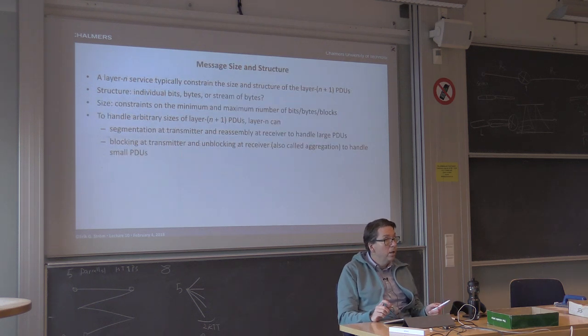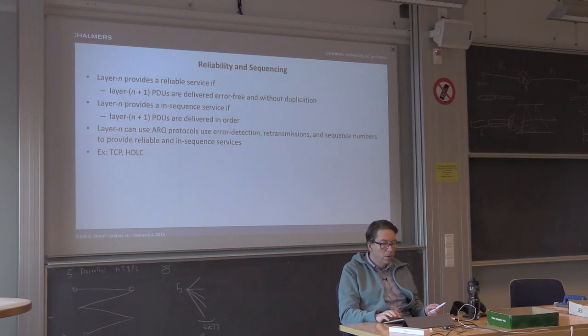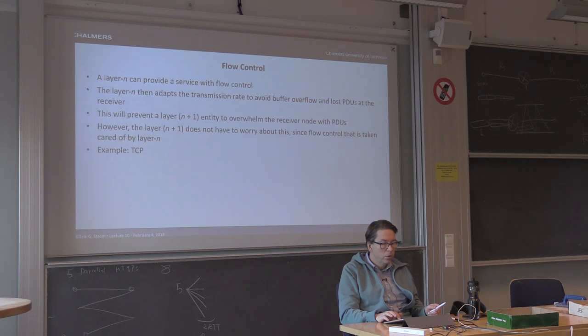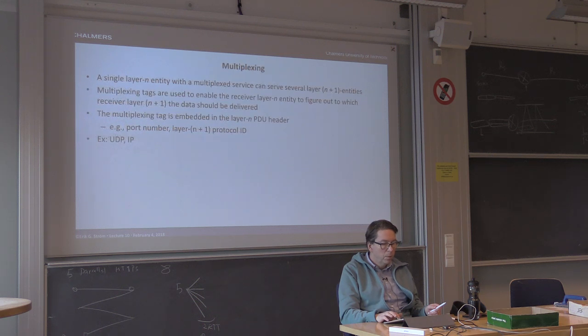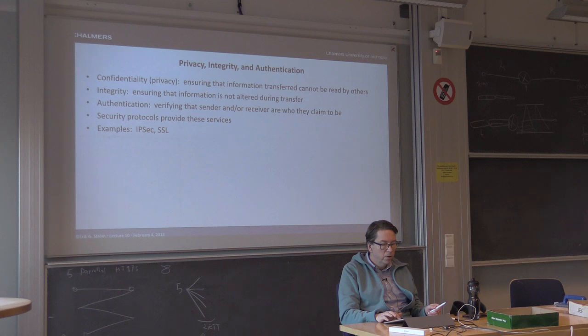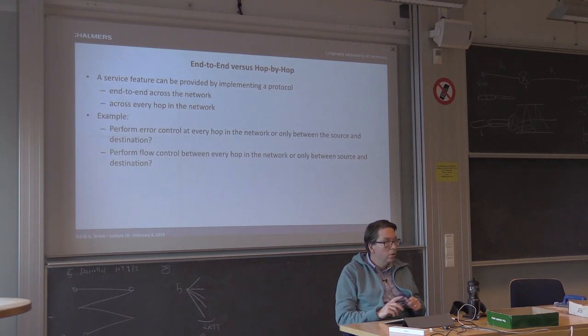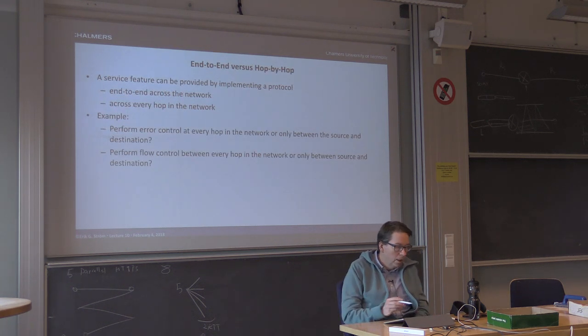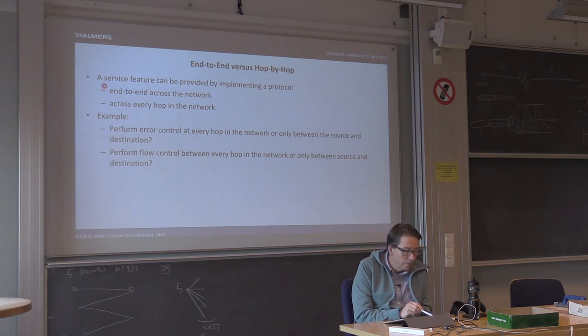Okay, so here there will be a few slides now explaining in more detail what all these properties are about. But since we're lagging a little bit, I just leave it here, and then you can read here and you can read in the book. It's not rocket science, right? It's just getting used to the terminology. So this is about reliability, sequencing, flow control, timing, multiplexing, privacy, integrity, and authentication. And now, okay, so now we're back to a little bit slower pace here.